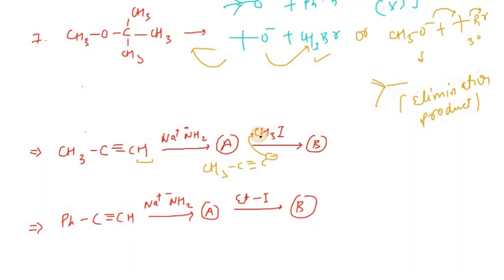Now it is again an SN2 mechanism. When there is a nucleophile and we have any 1 degree or methyl alkyl halide, we know it will easily go by SN2 mechanism. So it is C triple bond C and CH3. Again if we talk about this, it will be Ph C triple bond C minus. It will replace iodide here, so it will form Ph C triple bond C and ethyl.